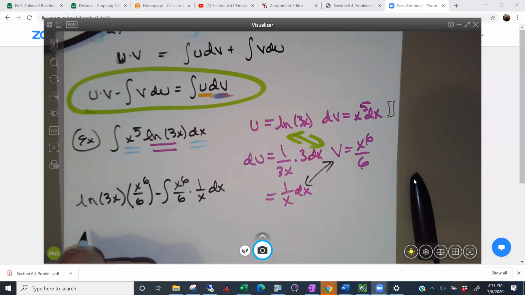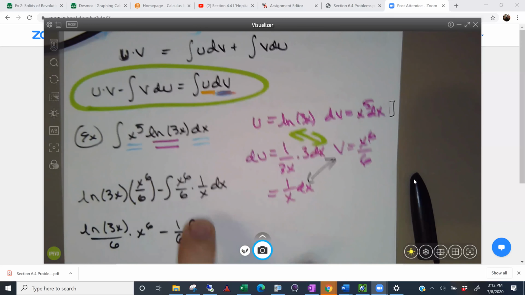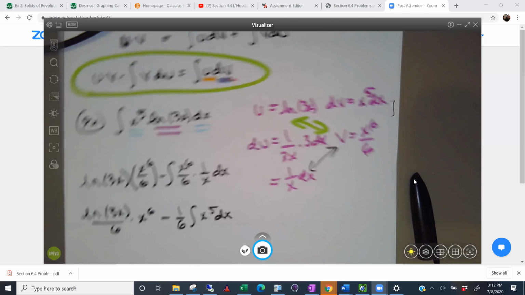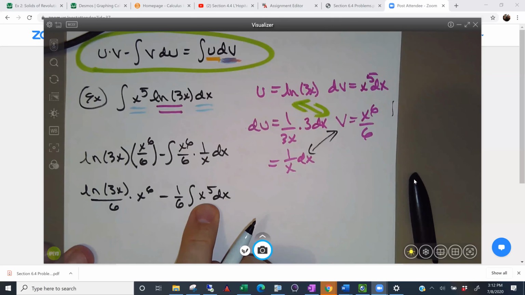Almost done. This is going to clean up a lot. ln of 3x over 6 times x to the 6, minus 1/6. See any cancellation here? X to the 5th. And we can integrate that. In fact, we just did.